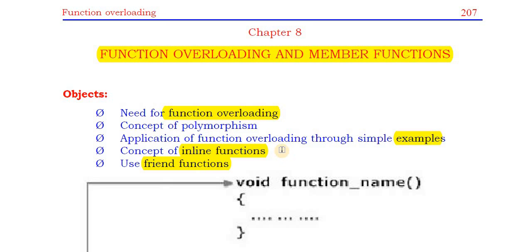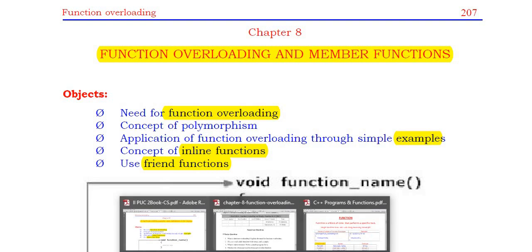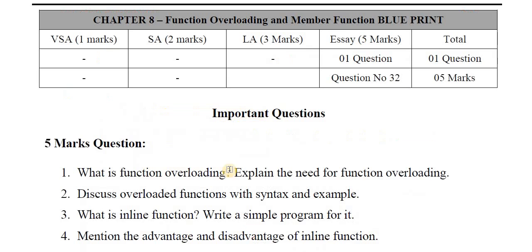So before starting this chapter, let us see in the exam how many questions will come from this chapter. Only one question will come in the examination, for 5 marks. Only one question of 5 marks will appear in the exam, at question number 32 in the question paper. So this is a very small chapter as compared to the marks. From this chapter you will get 5 marks.